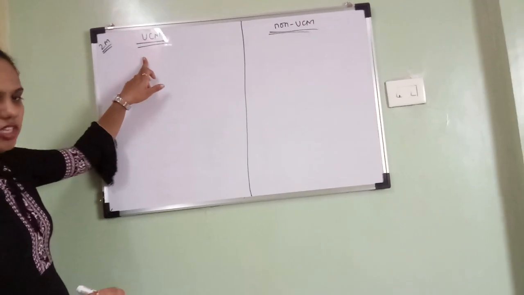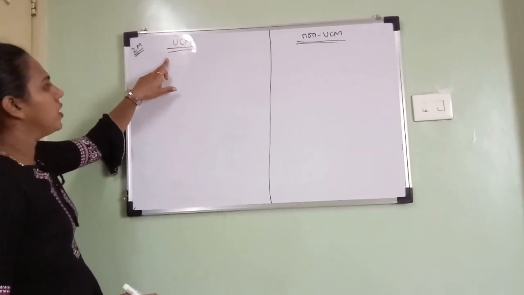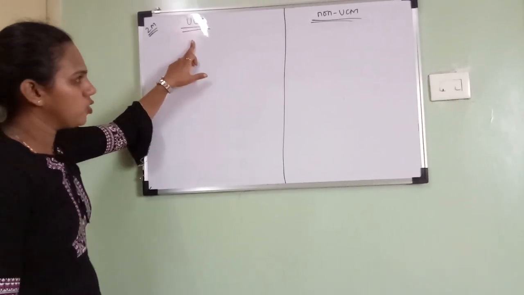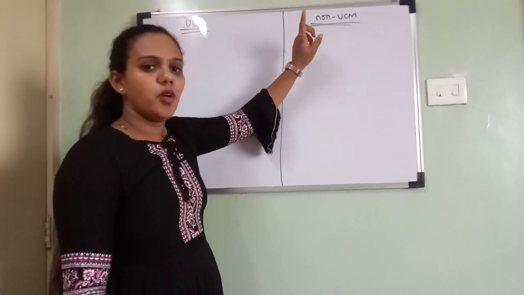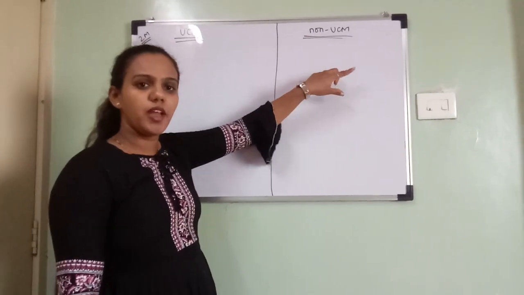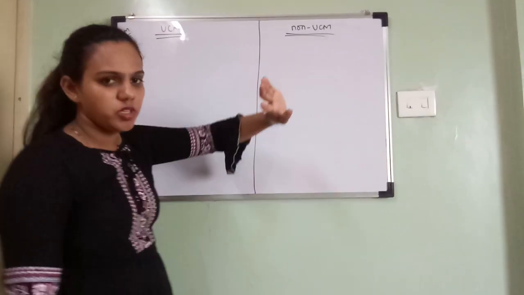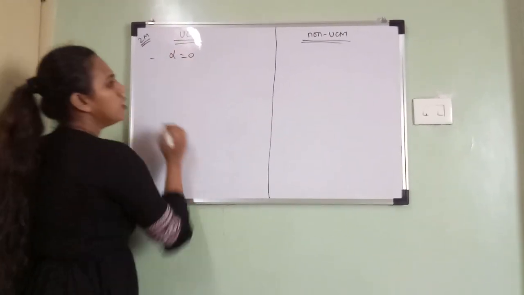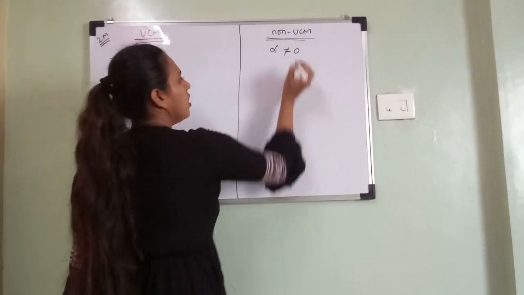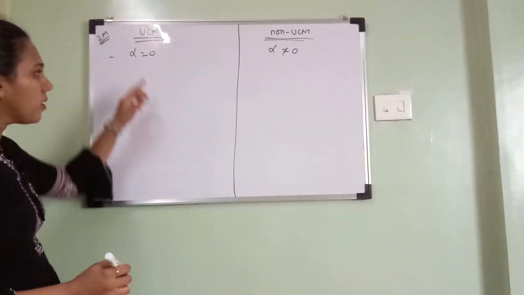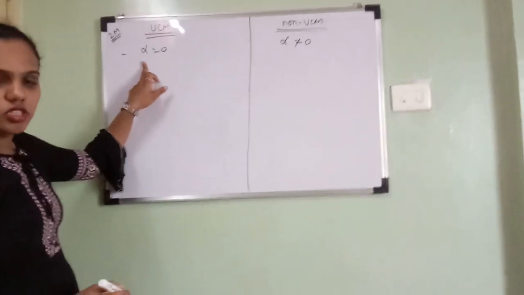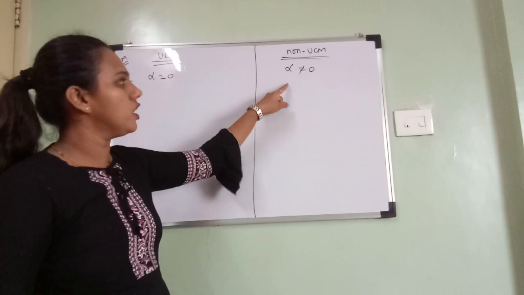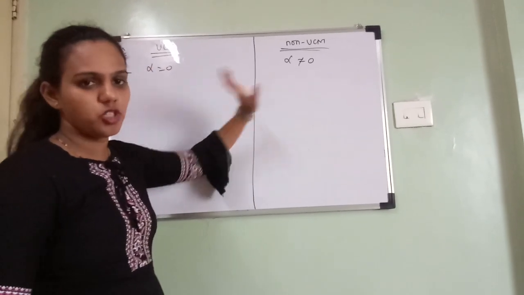First point is the definition, which is the motion of the particle along the circumference of a circle with constant angular speed is known as UCM. The motion of the particle along the circumference of a circle with variable angular speed is known as non-uniform circular motion. In UCM, alpha is equal to 0. In non-uniform circular motion, alpha is not equal to 0. Work done by tangential force in UCM is 0 because velocity is constant. Work done by tangential force in non-UCM is not equal to 0.